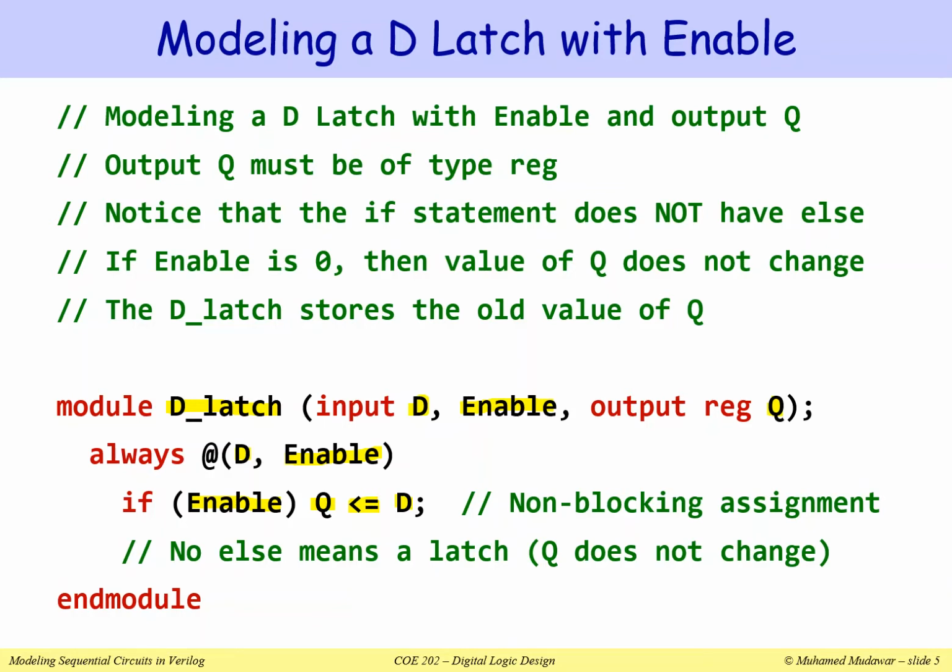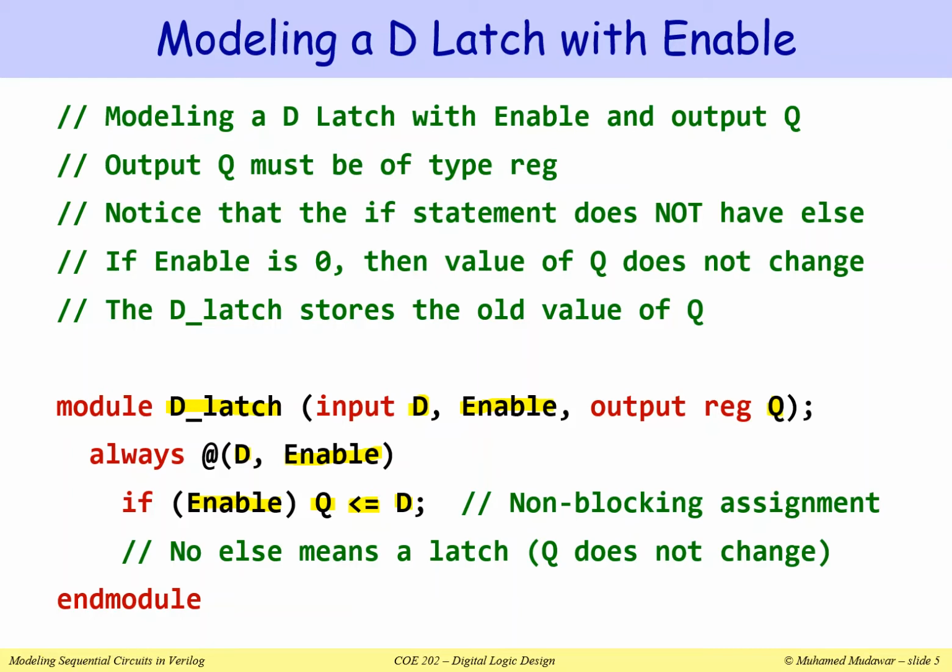It means that if enable is true, then the value of Q becomes the value of the D input. Otherwise, there is no else part, because if enable equals 0, we do not change the value of Q. For this reason, there is no else. So the value of Q will be unchanged if enable is equal to 0.